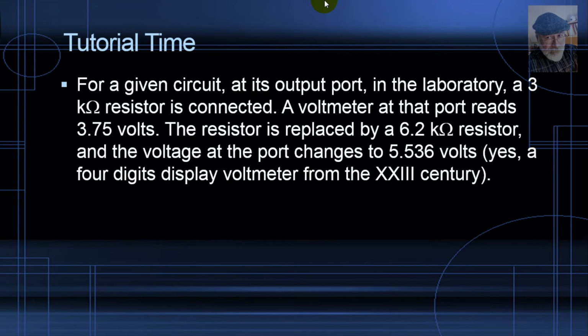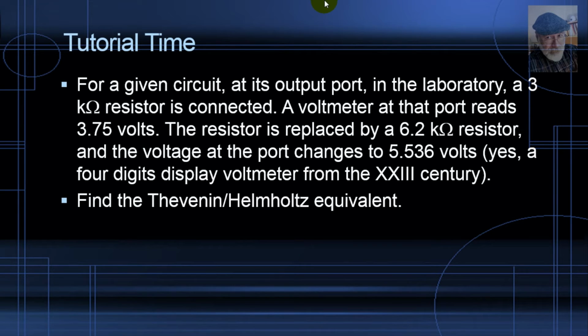Tutorial time. Let's say we have a circuit, and at the output port of that circuit in the lab, we connect a 3 kilo ohm resistor. A voltmeter at that port reads 3.75 volts. The resistor then is replaced by a second resistor with a value of 6.2 kilo ohms, and the voltage at that port changes to 5.536 volts. The question is, of course, find the Thevenin equivalent. Find Vth and find Rth.